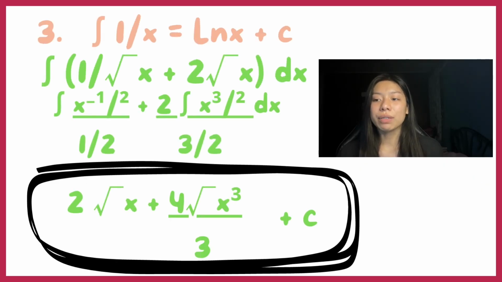As you see, we have an exponent. We'll be adding plus 1 and make the result the denominator. And now, for the final answer, it will equal 2 square root of x plus 4 square root of x raised to 3 over 3 plus c.